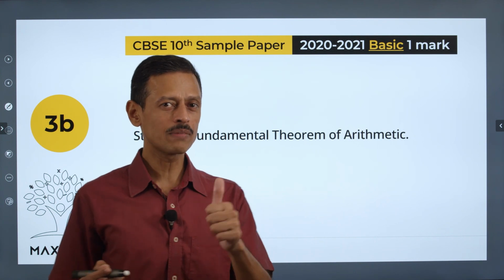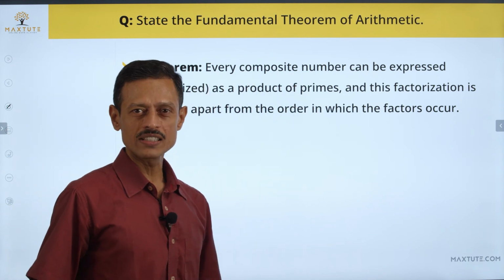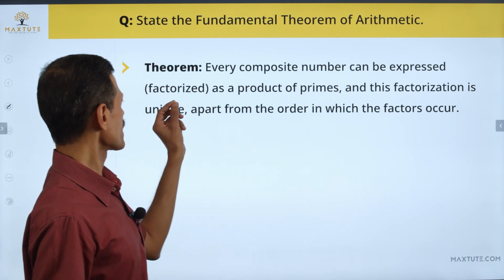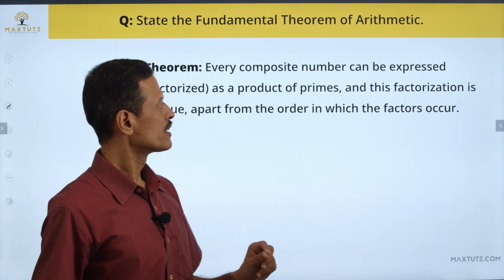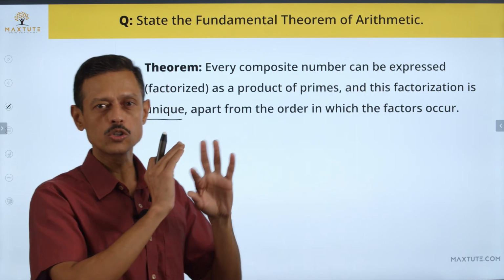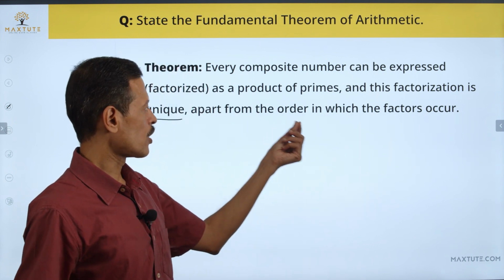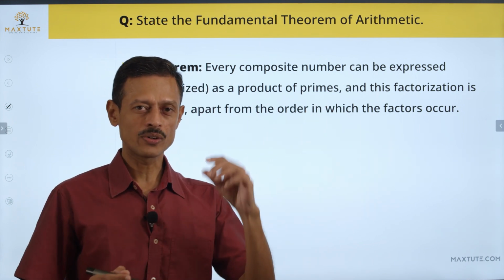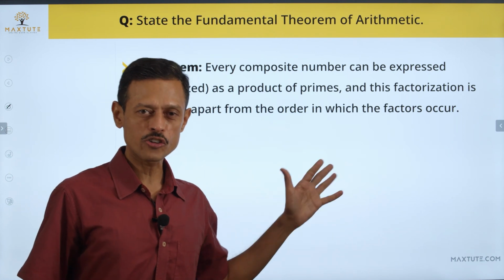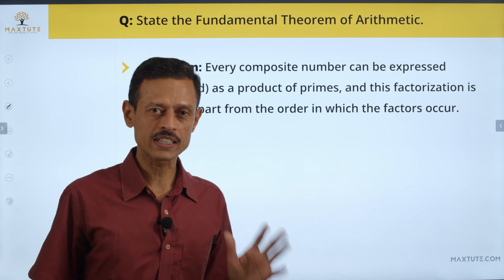If you write that, you get a mark. Quickly run through this rule. The rule basically is every composite number can be expressed as a product of primes, and this factorization is unique. The moment you write this, good enough, you'll get 1 mark. Complete it, it's good, right? Apart from the order in which the factors occur, right? If you write this, you get a mark, or if you're not sure about this, 3A was an easy question too. So one of these two is what you were expected to do.